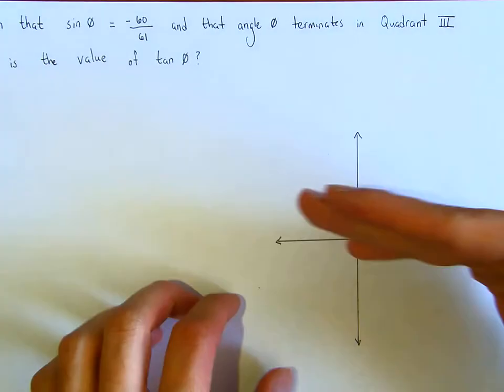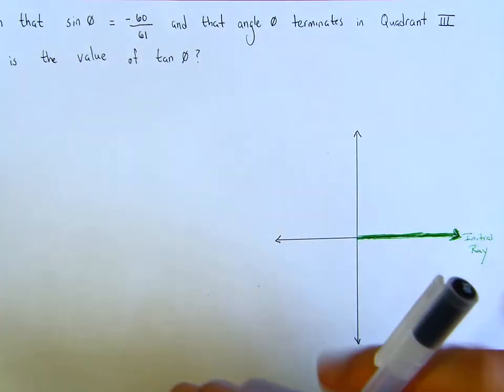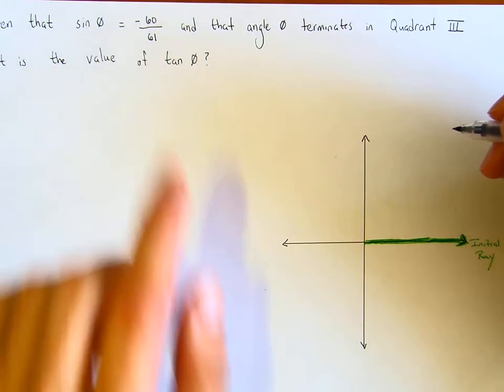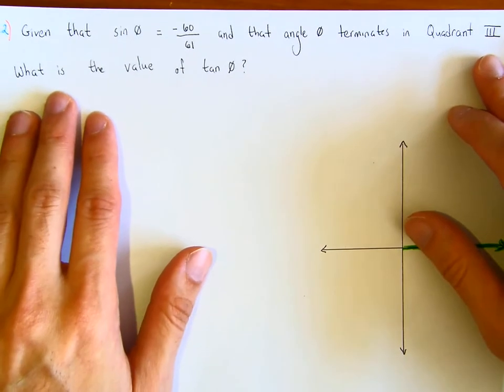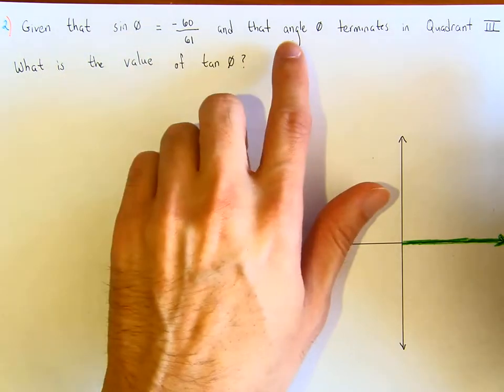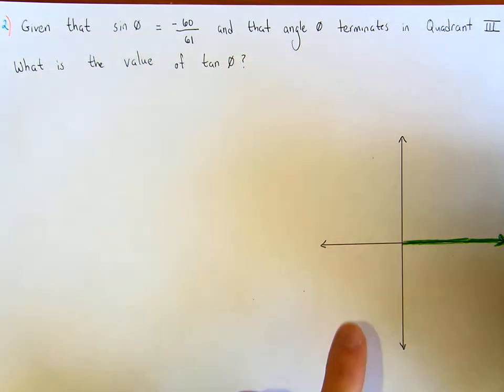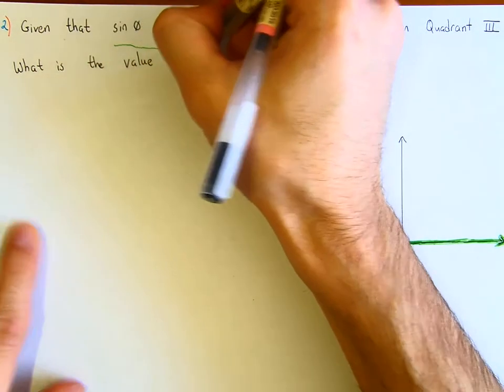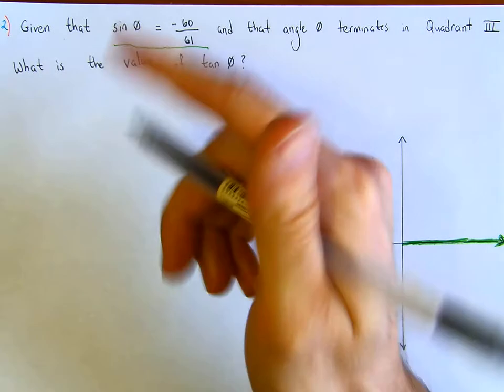Because we know sine is negative below the x-axis. Like if it said it's quadrant 1 or 2, then this has to be positive. So it says, let me fix the camera angle. It says, given that the sine of theta is negative 60 over 61 and that the angle terminates in quadrant 3, what is the value of tangent theta? So let's take our time. We know that sine of theta is negative 60 over 61.